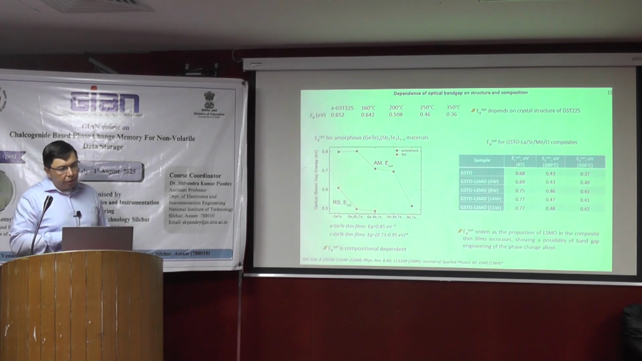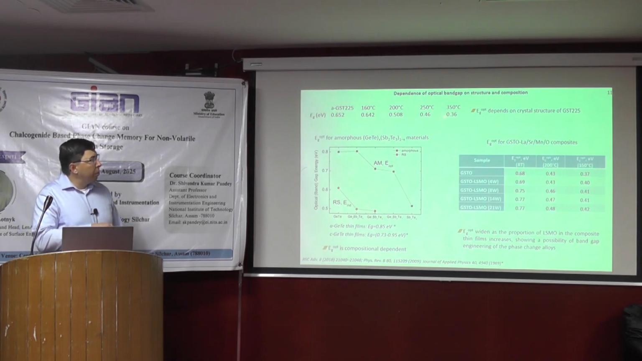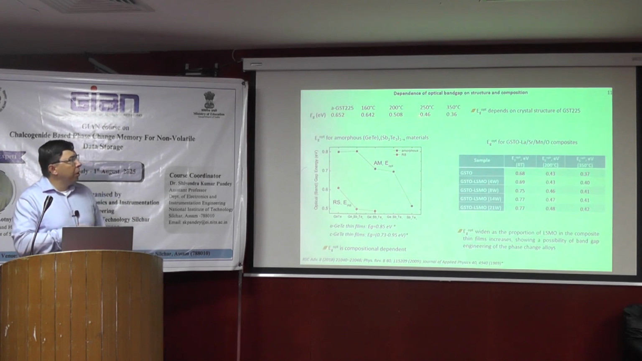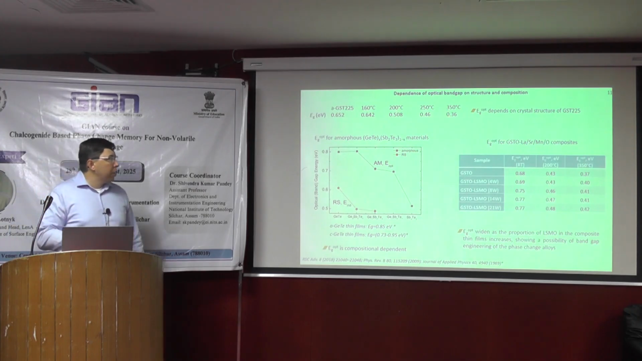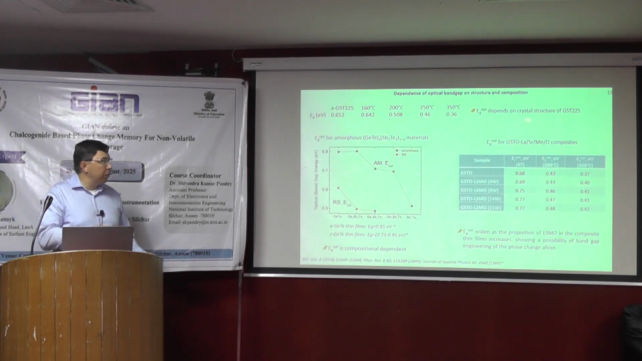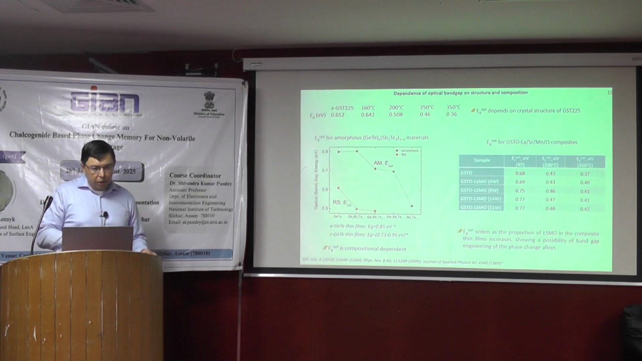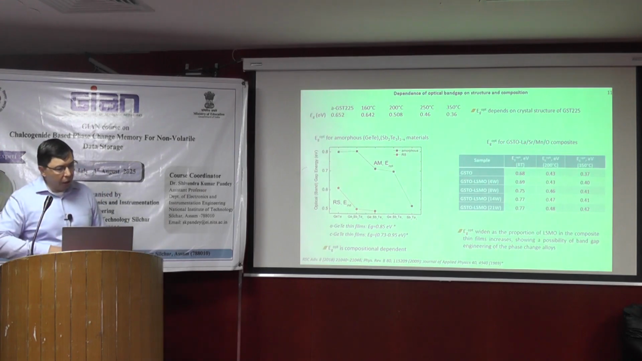Then the band gap is reducing further. It's on the average of 0.5 electron volt, and then if you approach the stable phase, the band gap can go down to 0.36 electron volt. So what we can learn from that is that the band gap depends on the crystal structure of the GST225, and we can use it for different optical or electronic applications.